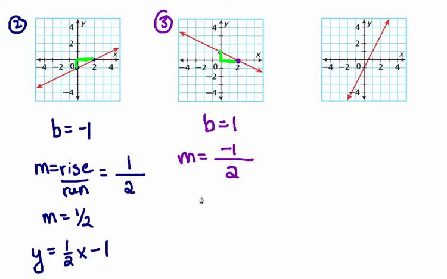So in this case, our slope is -1/2. Notice how here the graph tilts down to the right, and on the previous example, the graph tilted up to the right. Negative slope always goes down to the right. So in this case, our equation is y equals -1/2 x plus 1.